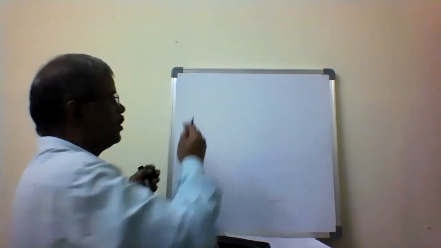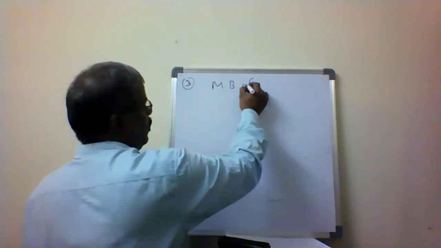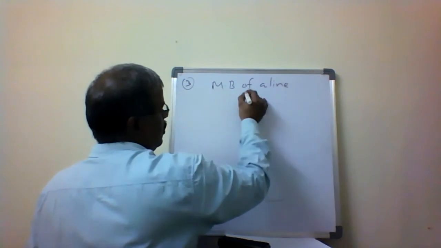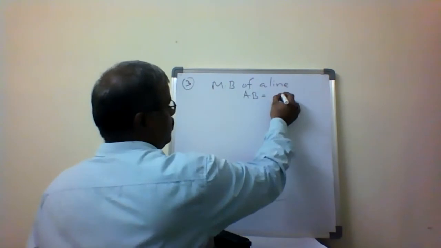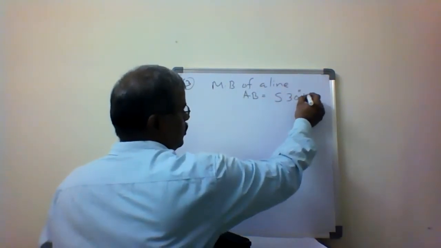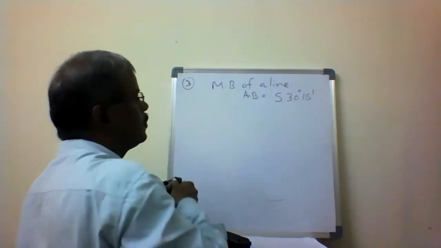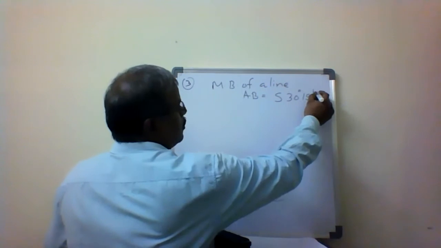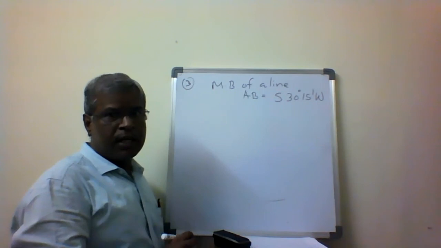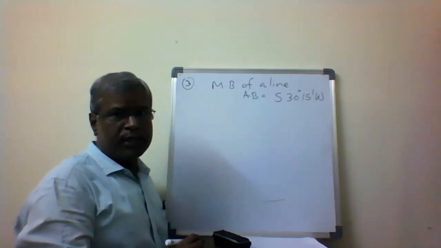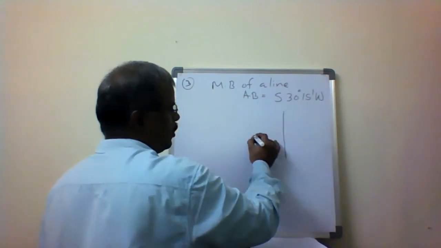One more problem, the third problem. The magnetic bearing of a line AB equals south 30 degrees 15 minutes west. Instead of giving the whole circle bearing directly, they give it in the quadrantal bearing system. So first I have to see what the quadrantal bearing system is.